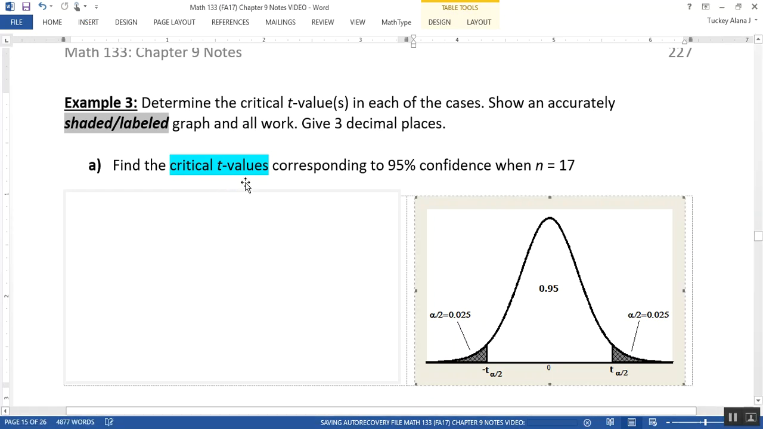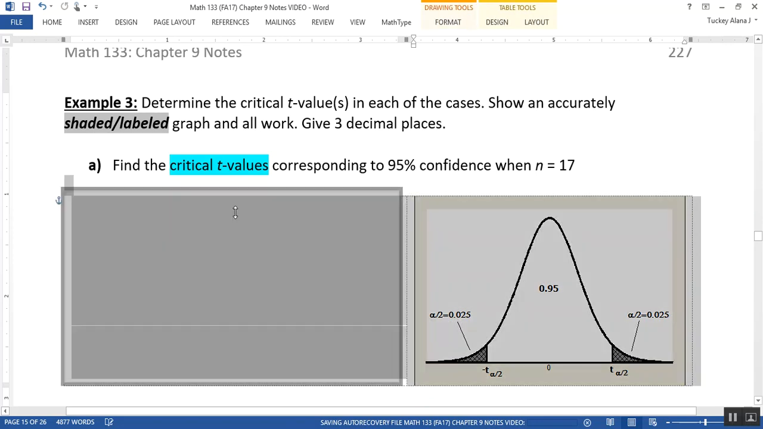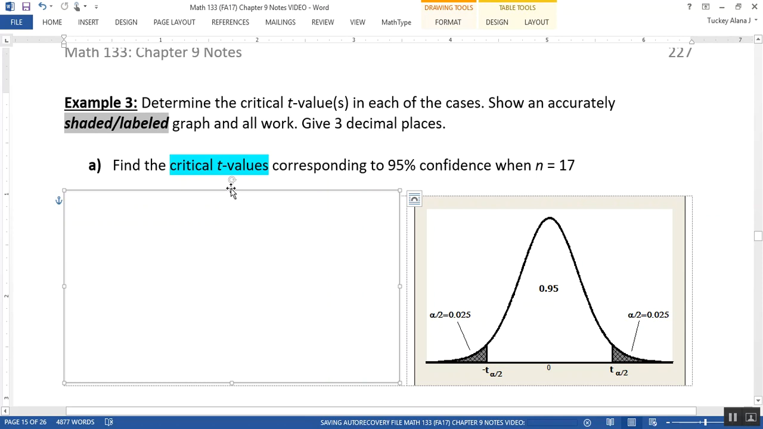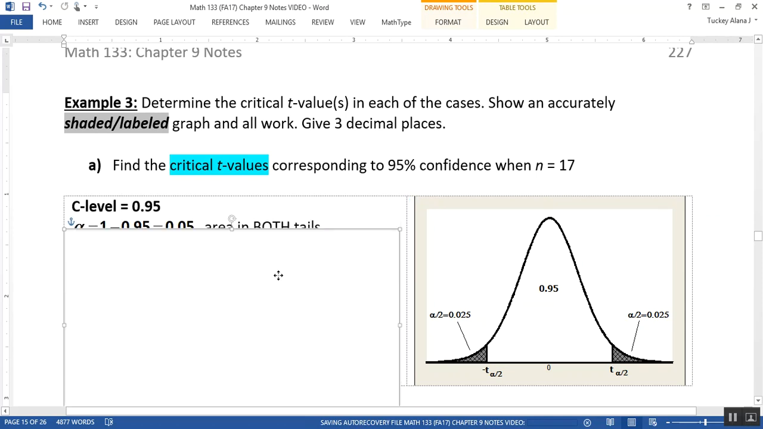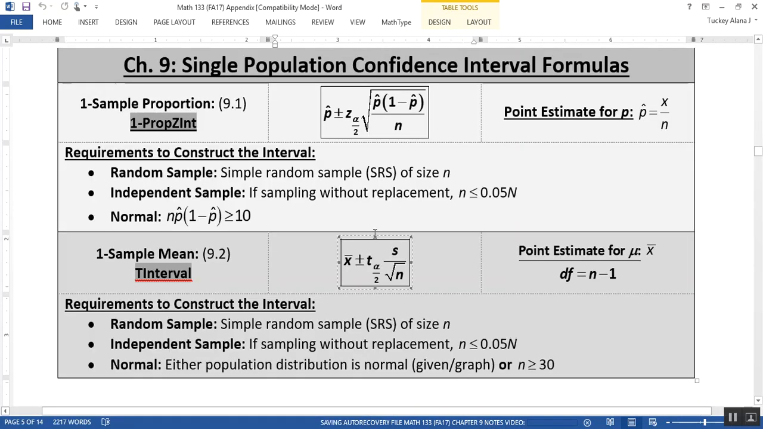Okay, so let's start with alpha over 2 and how I came up with that 0.025 business. So what I did was I know that the alpha is the complement of my confidence level. My confidence level is 0.95. So I know that the area in both tails put together is 0.05. And then I know I need to cut that in half because the formula says to do so. I mean, if you look at the formula on the formula sheet, it says alpha over 2 right in there in the formula.